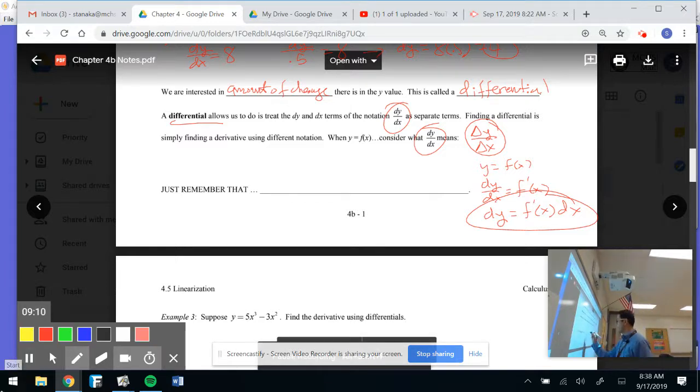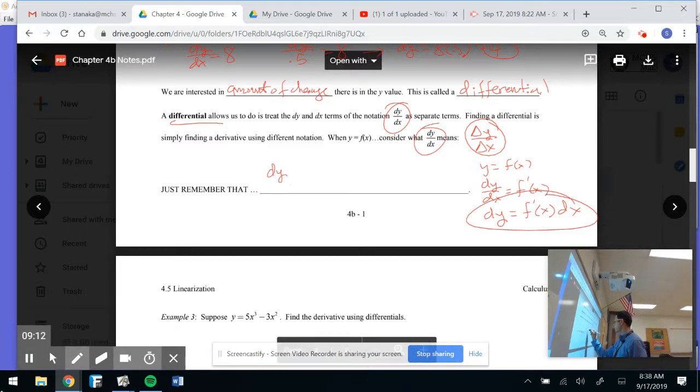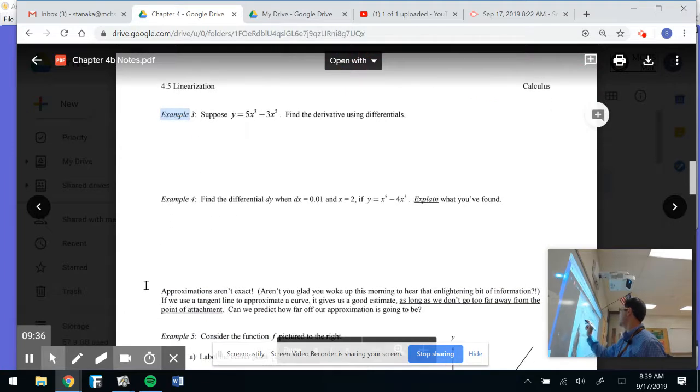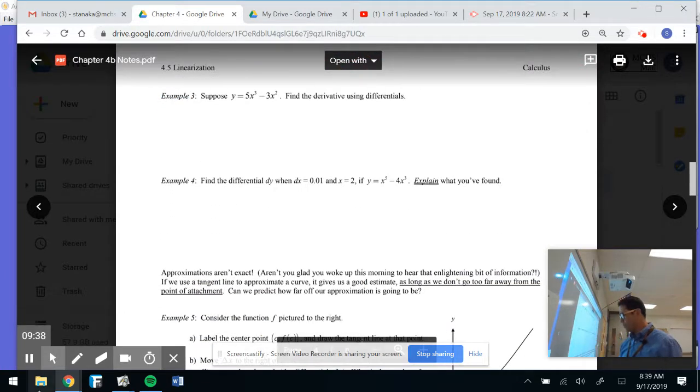And we must remember that dy is a very small change in y, and dx is a very small change in x. Now let's do some problems and see how this works, because whenever we use a problem to help us explain it, it stays with us a little bit better.